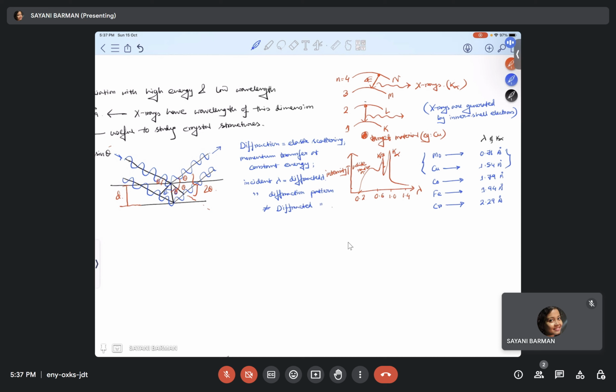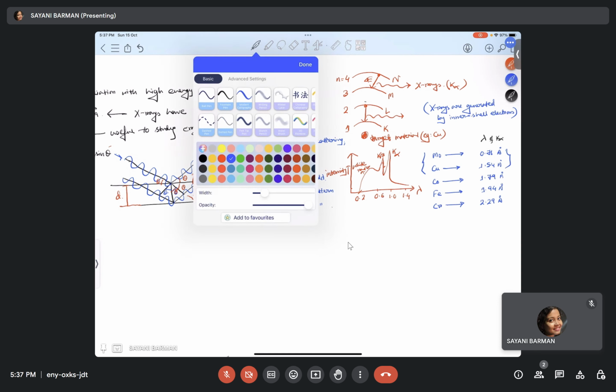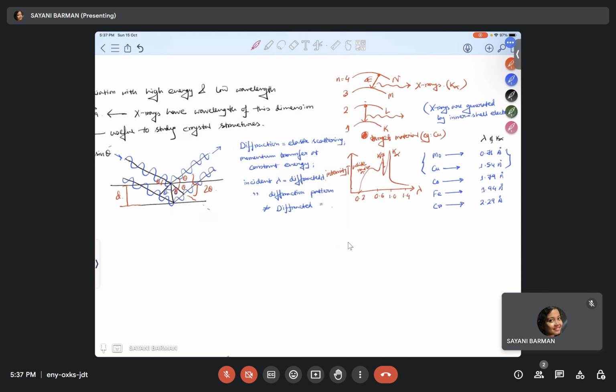Okay, and what are the applications of diffraction? The identification of materials or phases, for instance which crystal system the atom or the compound belongs to. Then determination of the structure, and evaluation of order and disorder in the structure. This we get to know from diffraction.